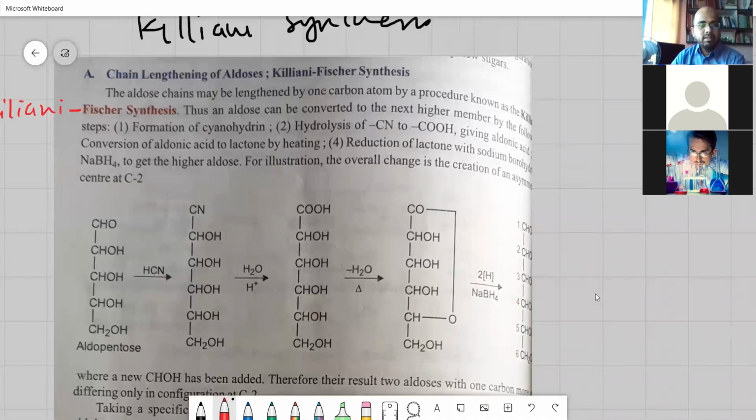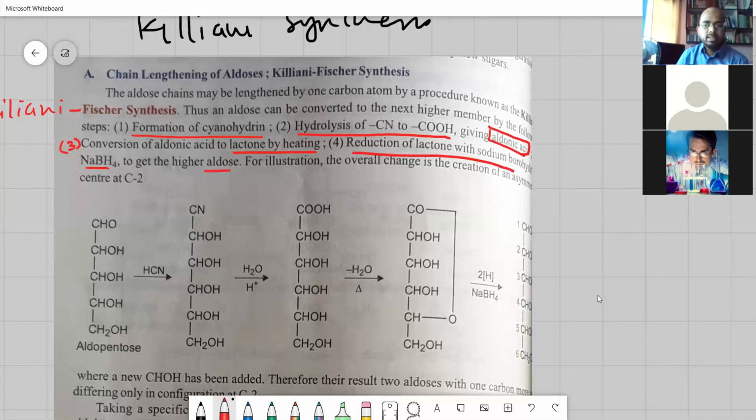First step is the formation of cyanohydrin. Second step is hydrolysis of cyanide to carboxylic acid, which is known as aldonic acid. Third step is conversion of aldonic acid into lactone by means of heating. The fourth step is reduction of lactone with sodium borohydride to get a higher aldose.